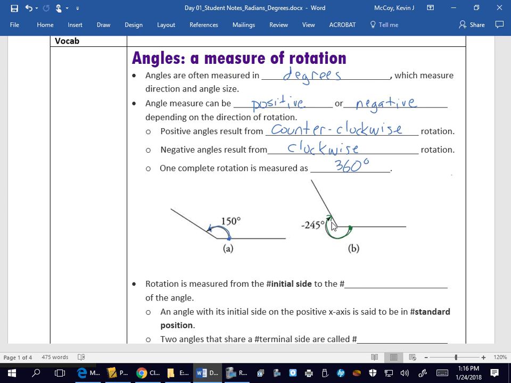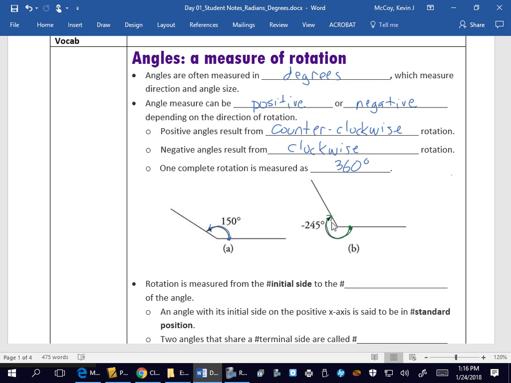So again, think about a clock. It's like taking the hands of a clock. If you put the hands and went backwards on a clock, that would actually be counterclockwise. That's actually considered a positive angle. Going clockwise is considered a negative angle. And the degree measures we'll worry about later, but you can see how that would work.